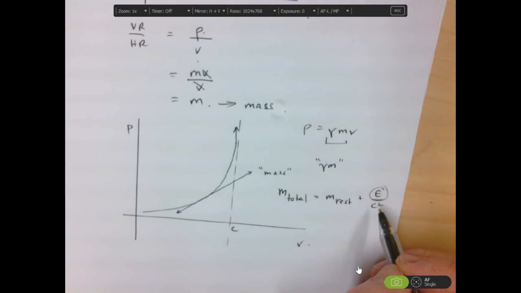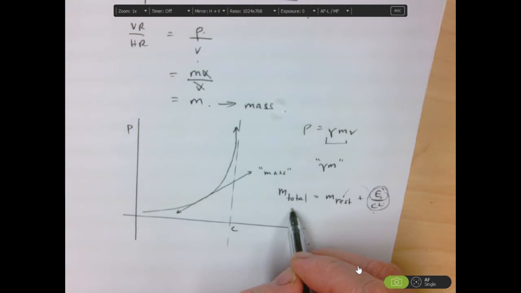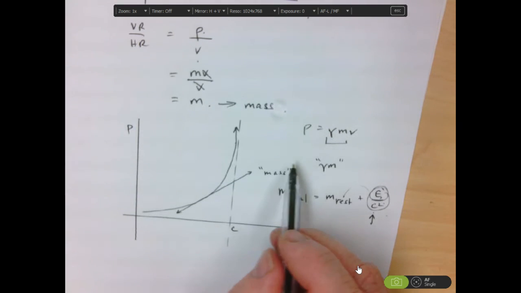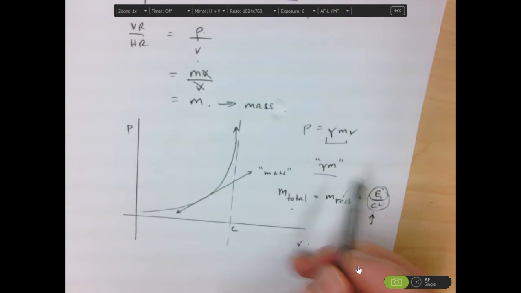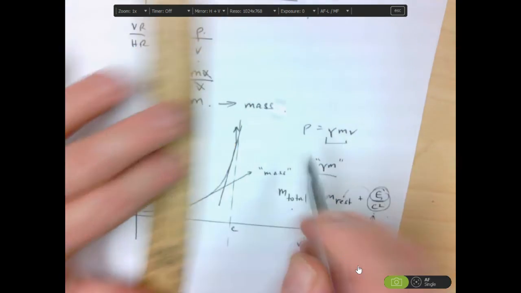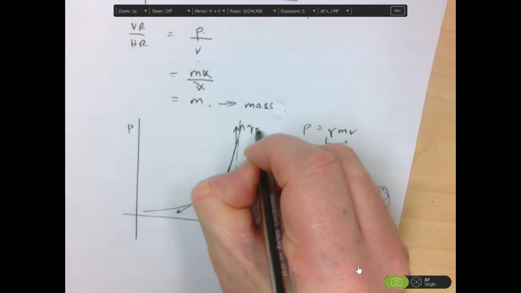So this is the kinetic energy, how fast it's moving, and it's the kinetic energy divided by c squared. And this adds to that to give you the total. So as we get faster and faster, we have more momentum, we get more of this value here. And this is measuring that. Okay, so as we get to this point up here, our tangent is measuring gamma m.